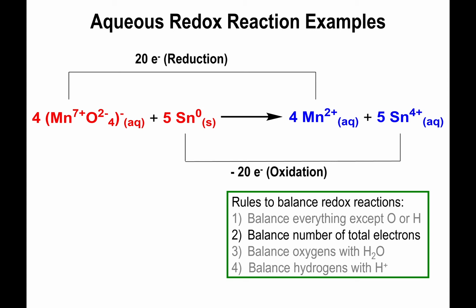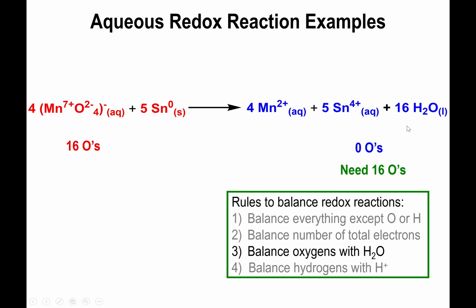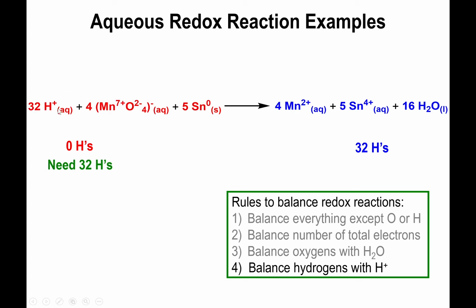Now, when you have the same number of electrons on both sides, you start looking at the oxygen. So paying attention to what we have here, we have 4 oxygens, but we have 4 permanganate, so we have 16 oxygens altogether. And on the right side, we don't have any oxygens, so we need to add 16 waters to balance the number of oxygens on the product side. Now that means that we're dealing with 32 H's present on the right side. On the left side, we have no H's, so we're going to need to add 32 H's, and specifically, we need to add them in the form of H+.